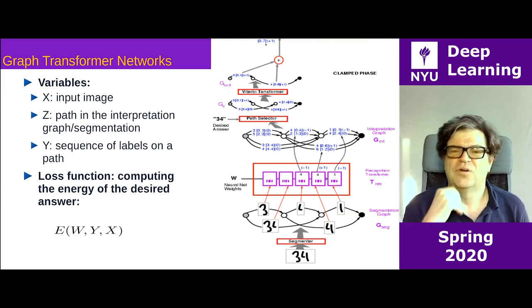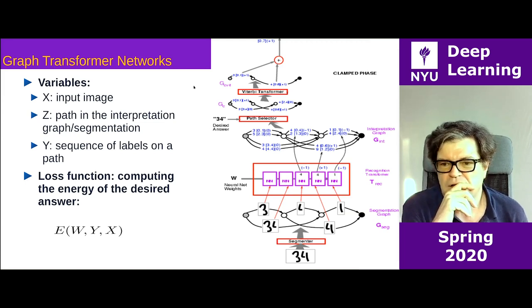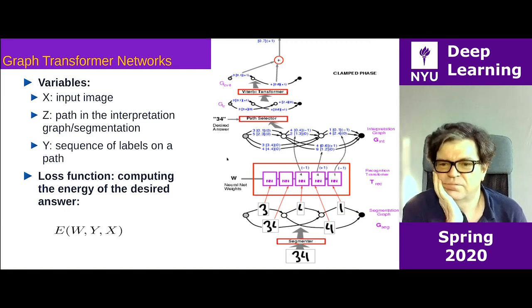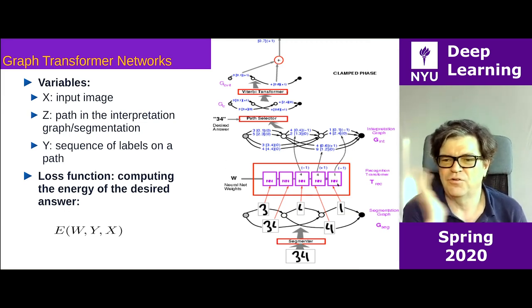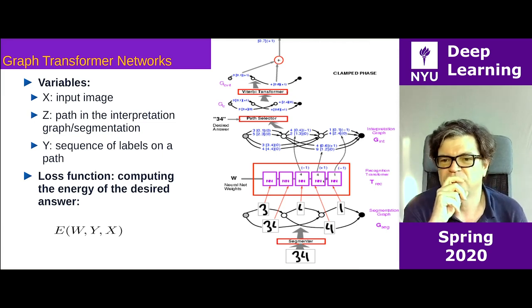Okay. Is this recognition transformer, is each of these NN boxes, are those all shared? Yeah, this is multiple copies of the same neural net. It's just a character recognition neural net in this case.